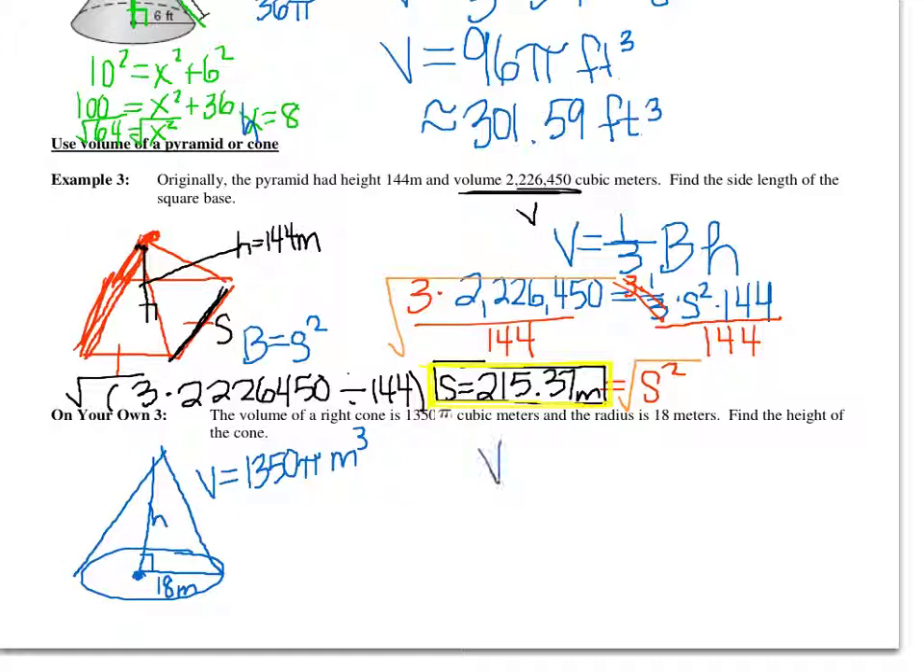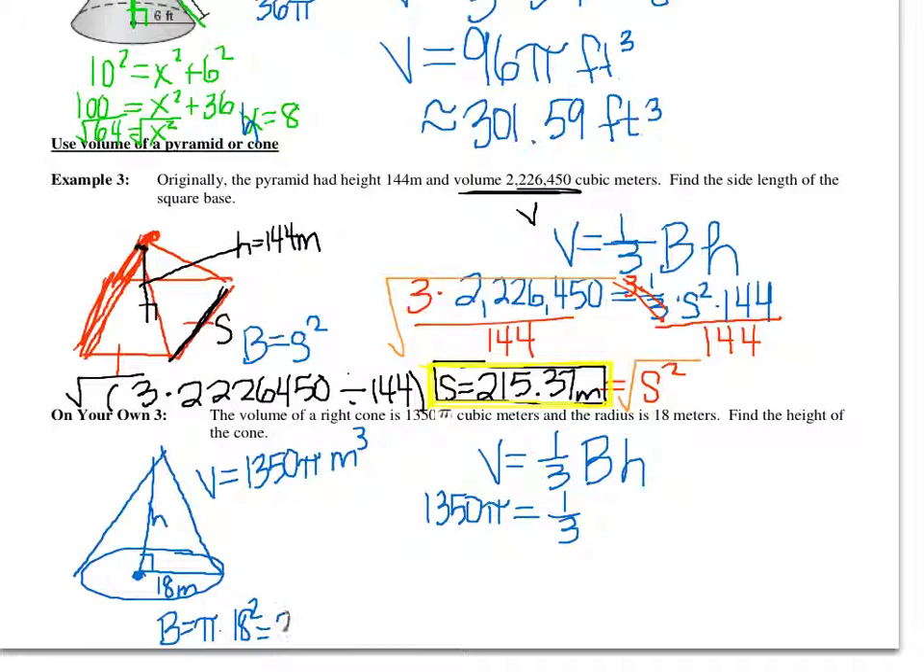So let's use our formula. Volume equals 1/3 my base area times my height. So I'll put 1,350 pi in there equals 1/3 my base area. My base, since this is a circle, we'll do pi times our radius squared. So pi times 18 squared. If you do 18 squared, that's 324 pi. So I'm going to do 1/3 times 324 pi times my height.